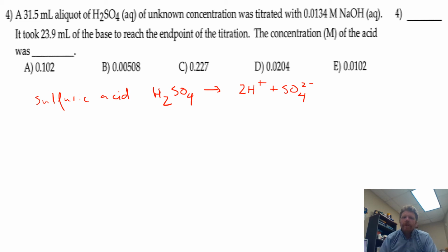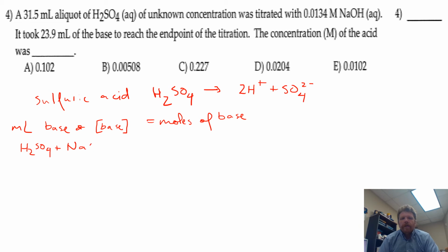Okay, so this one is one in which we are going to want to use our number of milliliters of our base and the concentration of our base, and figure out the number of moles of base. I like to do this sort of problem in this manner because I like to keep track of everything. So I'm going to write out my chemical reaction, H2SO4 plus NaOH.